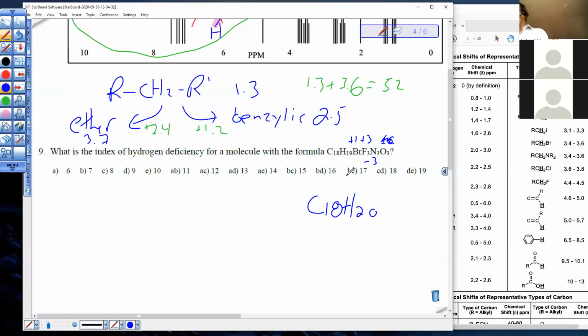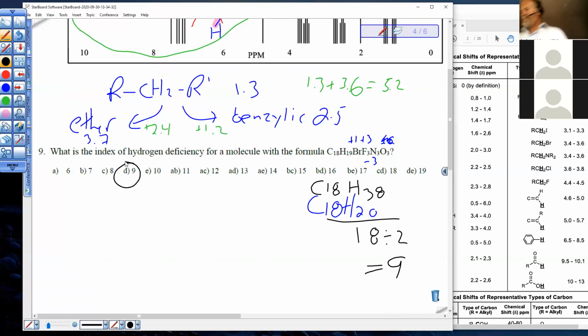So C18H20. What's the alkane with no rings with 18 carbons? It's 38. How did I do that? 2 times 18 is 36, plus 2, is 38. 18 is the difference. IHD counts pairs of hydrogen. And we're going back to choice D, and saving.